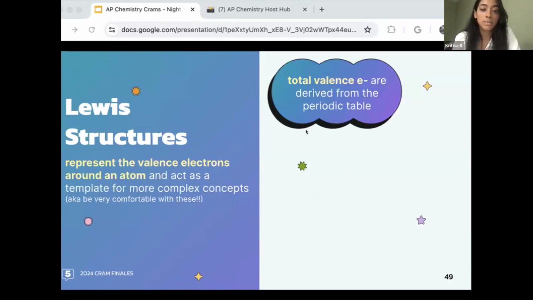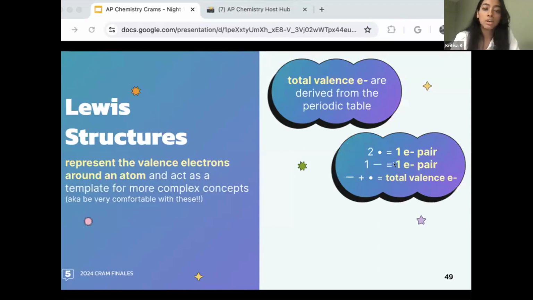If you take a look at the periodic table, the column or group number that your element is in tells you how many valence electrons there will be, if you're not giving a number to the transition metals. One of these dots is equal to 1 electron on the Lewis structures, so 2 of them would mean 1 electron pair.